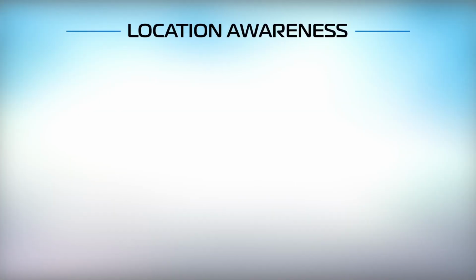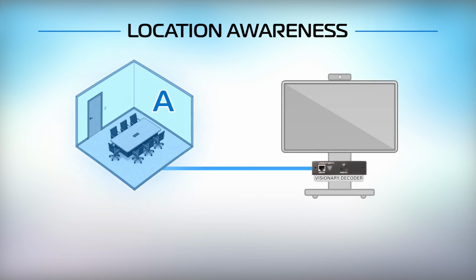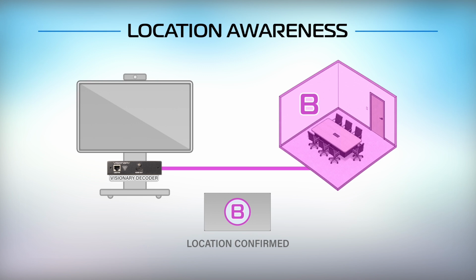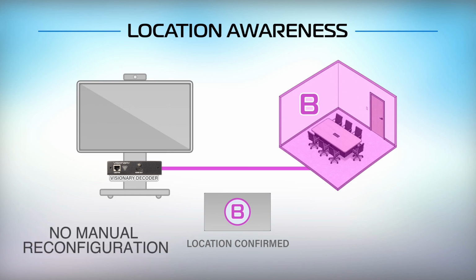Imagine a display cart with a Visionary decoder mounted behind it. When it's plugged into room A, the control system knows exactly where it is. Now move that cart to room B and plug it in again. The system can immediately recognize the new location and automatically assign the correct source, audio zone, user interface, or room preset. No manual reconfiguration and no searching for the right endpoint.